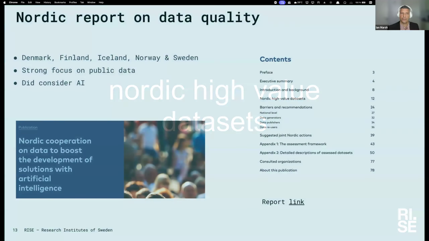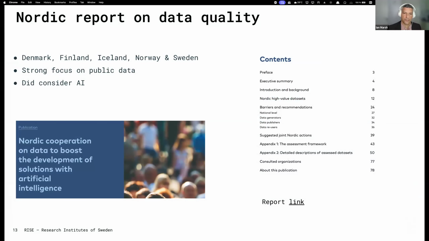So what we did in the Nordics is we looked at a smaller subset of countries, and we looked more at public data. So what lessons can we learn from public data? Obviously, the public shares data, as I mentioned in some of those cases before: air pollution, UV, things like this. And we did consider AI. So we did a slightly different thing from the EU. Of course, the goals are a little bit different.